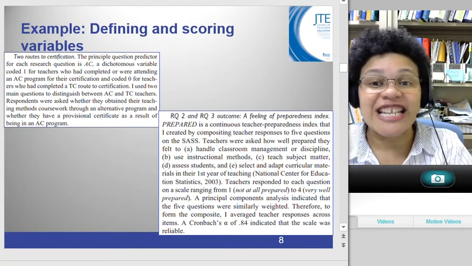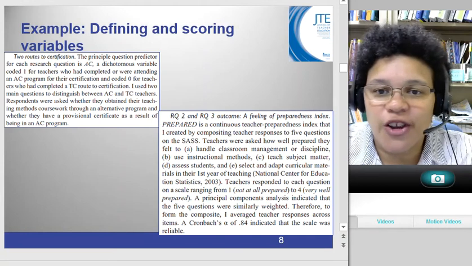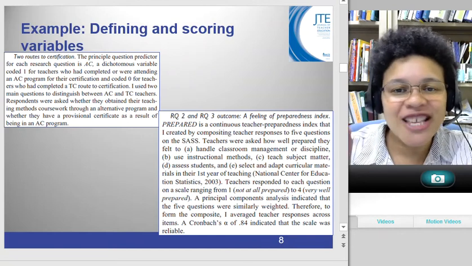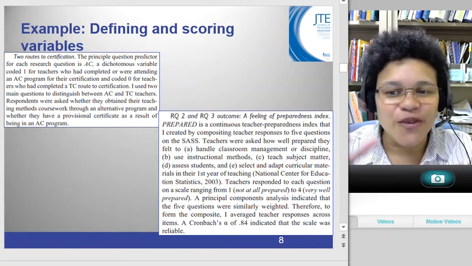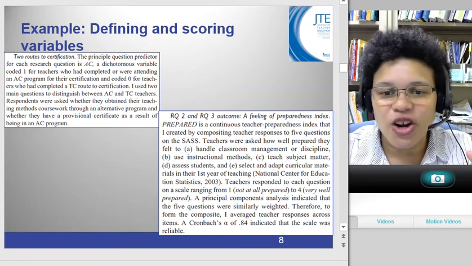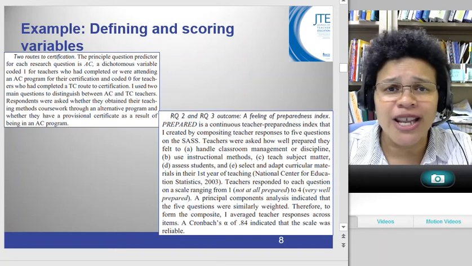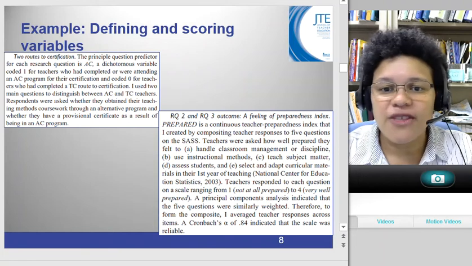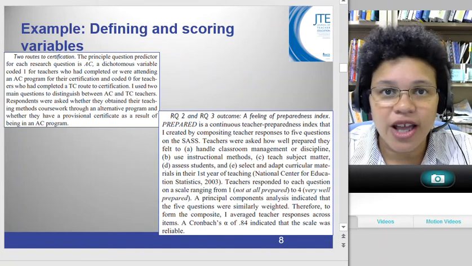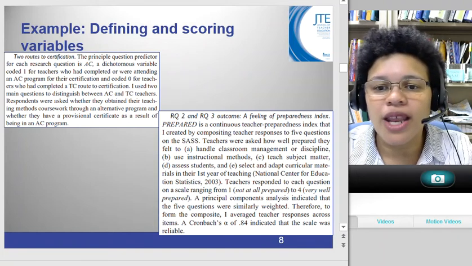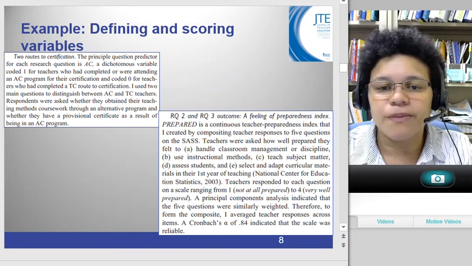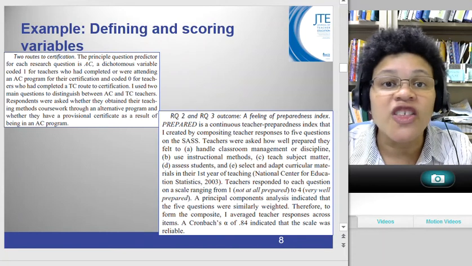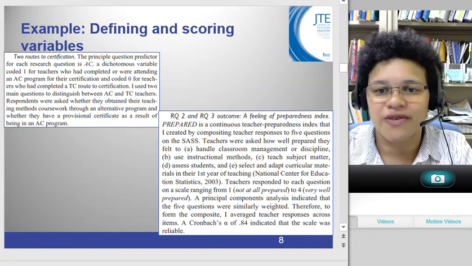Okay, so here's an example defining and scoring variables. And normally I don't like to read what's on the slides because often it's too much text, like in this case, or you've already read it most likely, and you don't necessarily need to hear me read it, but there are just some things I want to point out, okay? And so I'm going to go through reading at least part of these examples of how I defined and scored the variables. So first of all, these two groups, these two routes to certification.